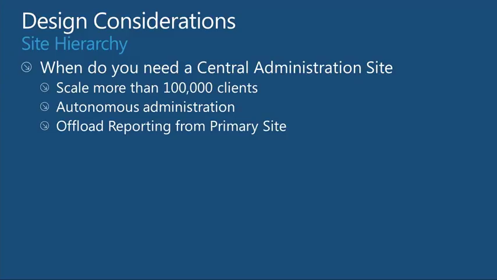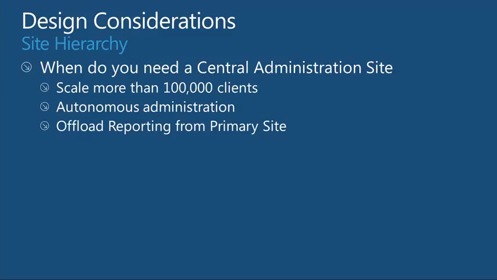So if you want to scale for more than 100,000 clients, so is anyone in the house? No. See, this is US kind of scaling. New Zealand market, we never even hit, even close to any of their minimum recommendations. If you need some kind of autonomous administration between parts of the business, so say there's a couple of different businesses under an umbrella company and you need autonomous administration, possibly then you might create a central administration site so you can have a primary site underneath each of the businesses.